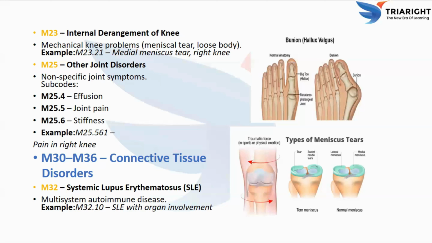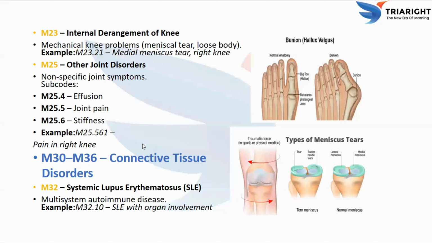So the normal meniscus is a smooth C-shaped cartilage, whereas the bucket-handle tear is a large displaced tear, and the torn meniscus has a crack or split in the cartilage, whereas the radial tear starts from the inner edge.